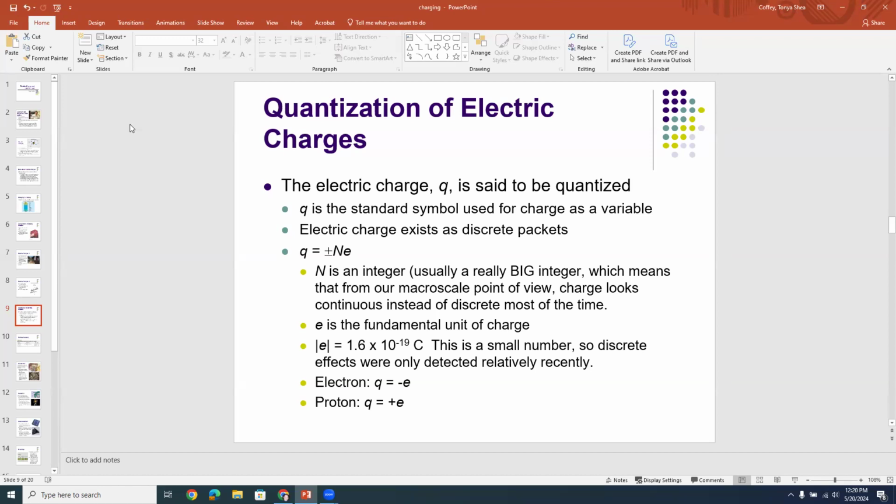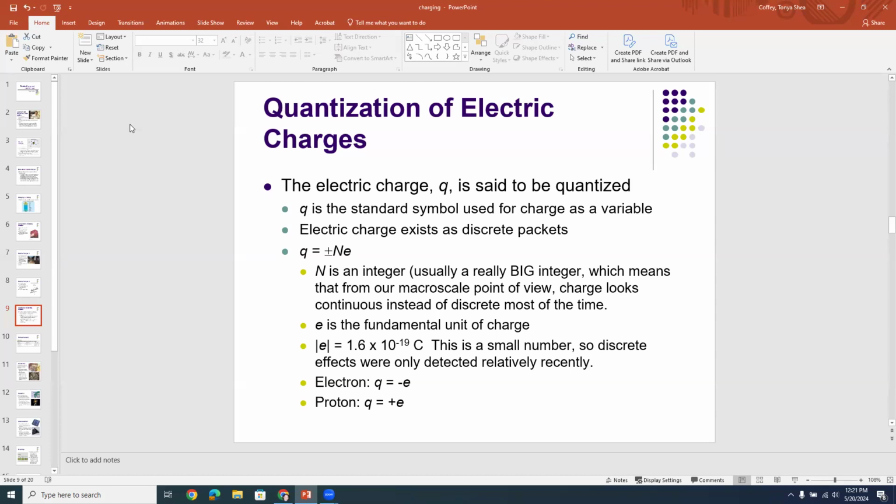We're going to call e, lowercase e, the amount of charge held by an electron or a proton. And that amount of charge is 1.6 times 10 to the minus 19 coulombs. Now, we're going to talk more about this later, but the coulomb is the standard unit of charge in SI units. So this is a very small number. And so we only saw the discrete effects of charge relatively recently, starting in the late 1800s, early 1900s, is when we started learning about the quantization of charge and really quantifying it.